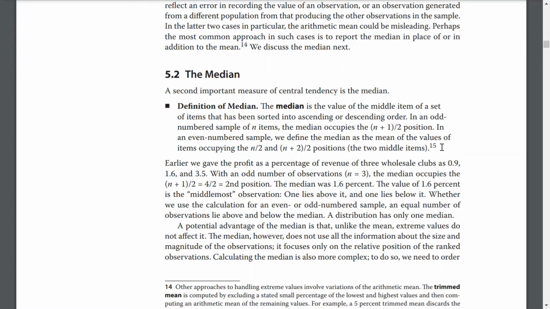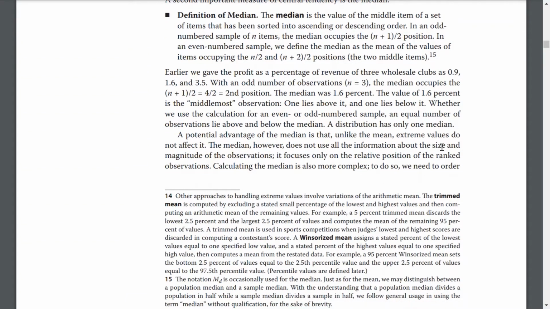Earlier, we gave the profit as a percentage of revenues of 3 wholesale clubs: 0.9, 1.6, and 3.5, with an odd number of observations, n equals 3. The median occupies the (n plus 1) divided by 2 position, which is 4 divided by 2, the second position. The median was 1.6 because it was in the middle. The value of 1.6 is the middlemost observation. One lies above it, one lies below it.